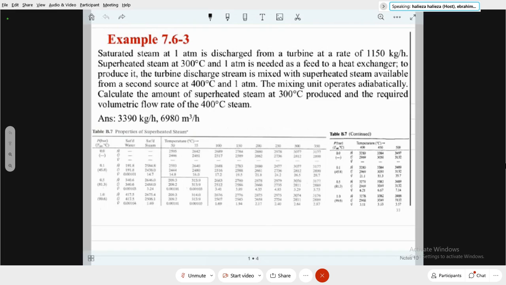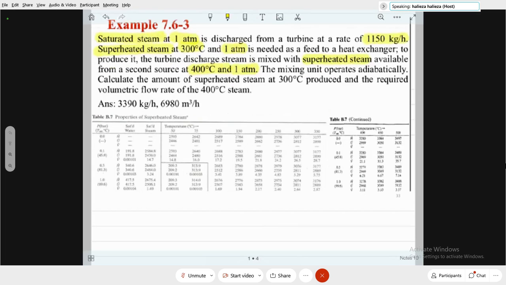You have saturated steam, 1 atm, flow rate 1,150. You're going to produce superheated steam at 300, 1 atm. That's superheated steam, the one that is the outlet stream. The other stream is superheated steam at 400 degrees C and 1 atm. So you have 3 streams over here. The outlet is the superheated steam at 300. The 2 inlet streams are the saturated steam and the superheated steam. So let's draw our block diagram.